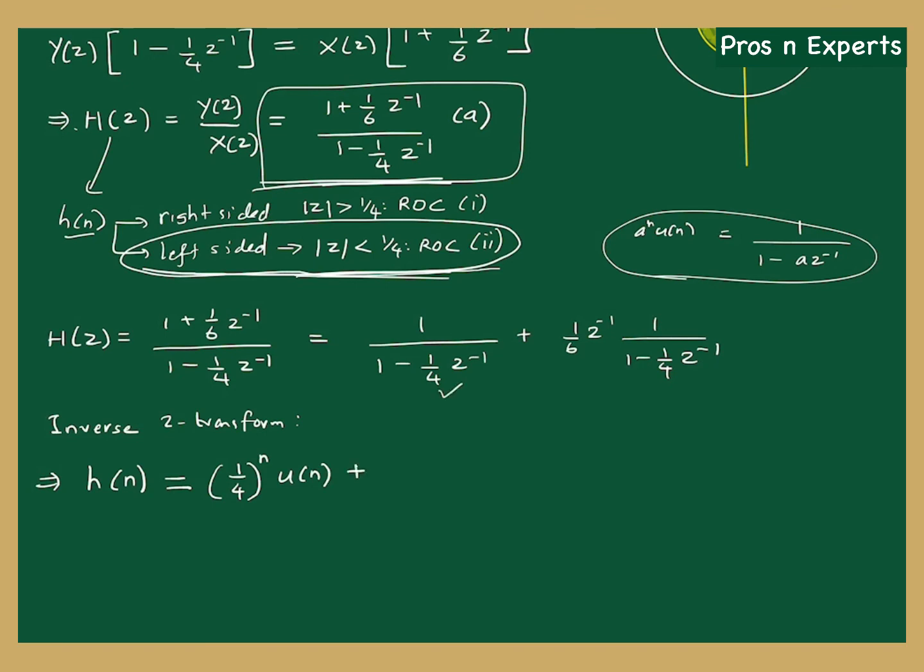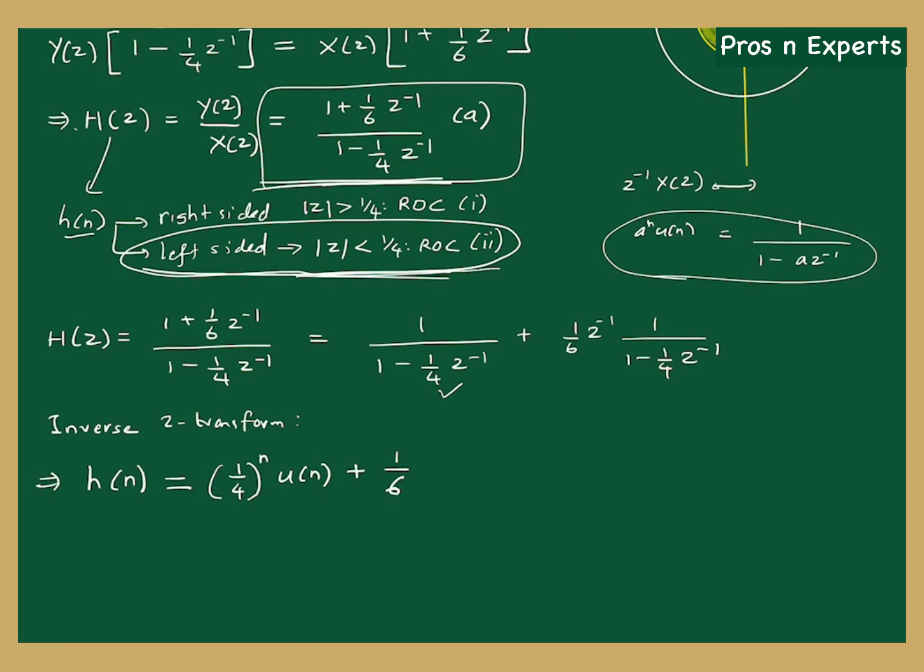Okay, plus there is a constant 1 by 6. So according to linearity, I can write 1 by 6. Now you can see in the second term that there is a term 1 by 1 minus 1 by 4 z inverse into z inverse. So what is the inverse transform? If I'm considering this term alone, 1 by 1 minus 1 by 4 z inverse alone, we know its inverse transform is 1 by 4 raised to n u of n. But if z inverse into some x of z is coming, then what is the inverse transform?